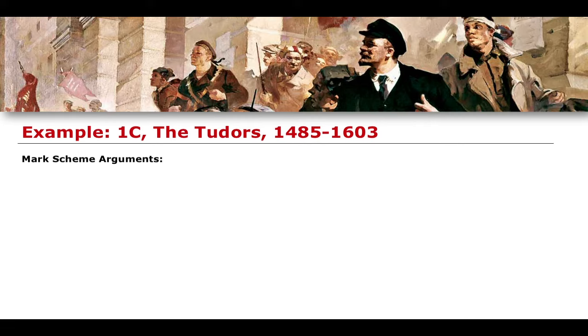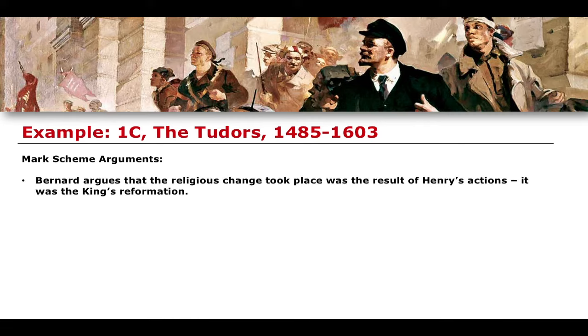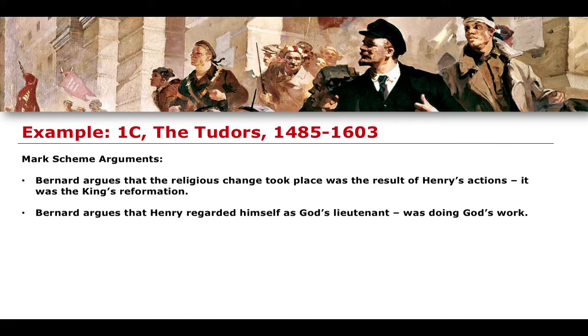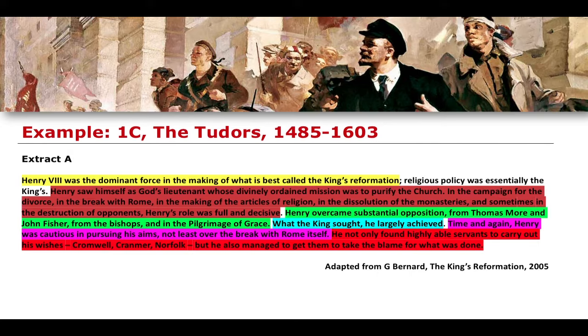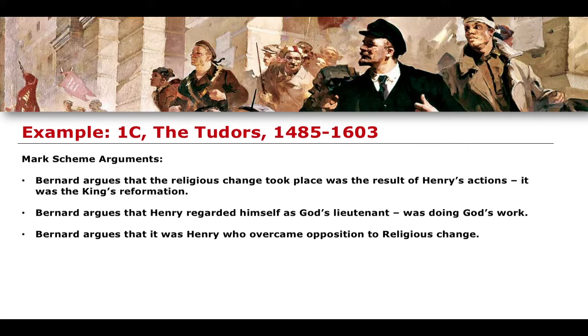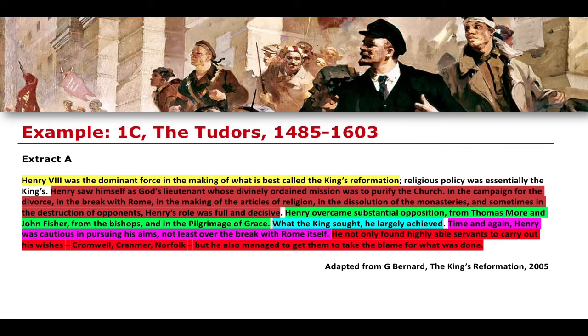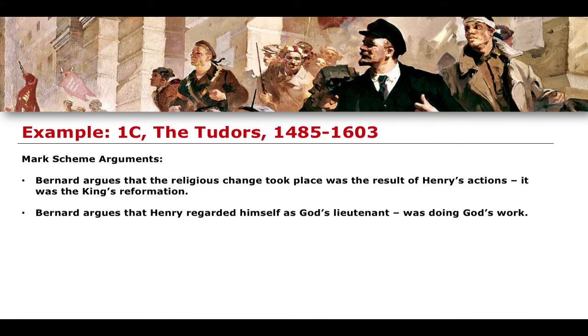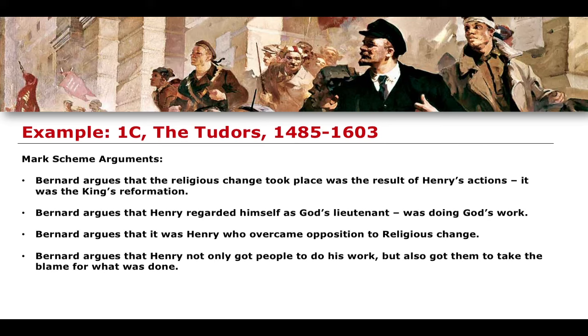some of which I've also identified myself. So they say that Bernard argues that religious change took place as the result of Henry's actions. It was the King's Reformation, which is the point that is the first line, essentially. The second is that Bernard argues that Henry regarded himself as God's lieutenant, doing God's work. That's the second argument that I've highlighted there in dark red. Bernard argues that it was Henry who overcame opposition to religious change. Again, this is the green highlight there. Henry overcame substantial opposition, and gave it lots of examples. And then finally, Bernard argues that Henry not only got people to do his work, but he also got them to take the blame for what was done.